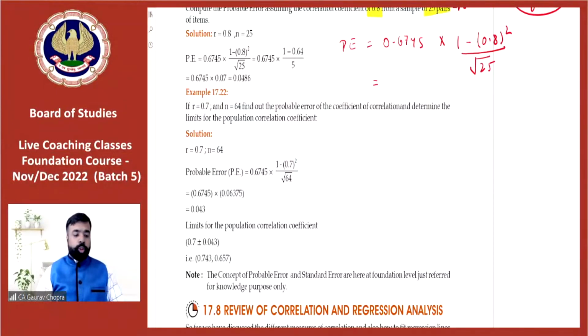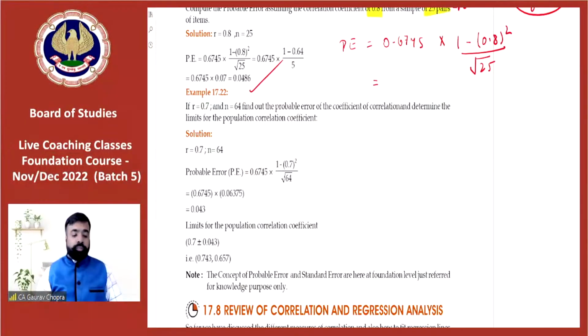So this was 21st. Now you can try. Yes, so most of you have done this. That's great. So correct answer is 0.0486, or you can round it up to 0.049.